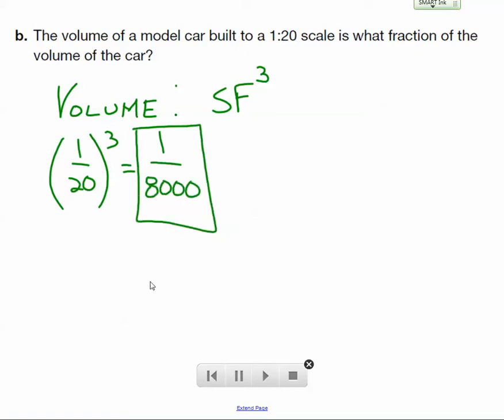Meaning, 1 cubic unit on the model represents 8,000 cubic units on the actual car. So 1 cubic inch on the model is 8,000 cubic inches on the actual car. Pretty easy problem if we just know the relationship.